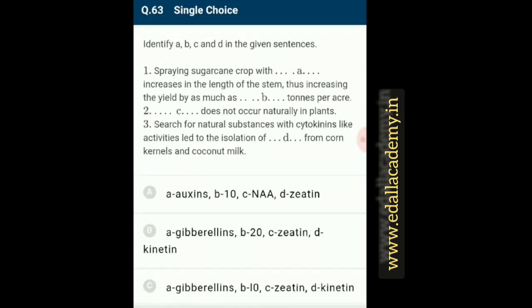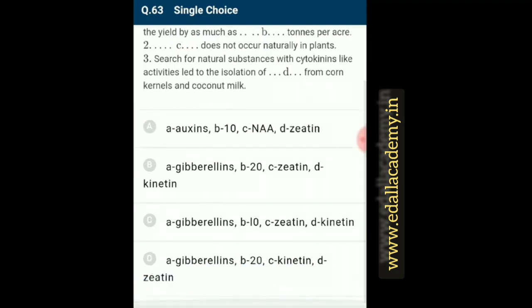Question number 63. Identify A, B, C and D in the given sentences. In the given sentence, increases in the length of the stem, thus increasing the yield as much as 20 tons per acre. Second statement: kinetin does not occur naturally in plants. Third statement: search for natural substances with similar activities led to the isolation of zeatin from corn kernels and coconut milk. So the correctly matching option is option D. A is filled with gibberellin, B is 20, C is filled with kinetin, D is filled with zeatin.